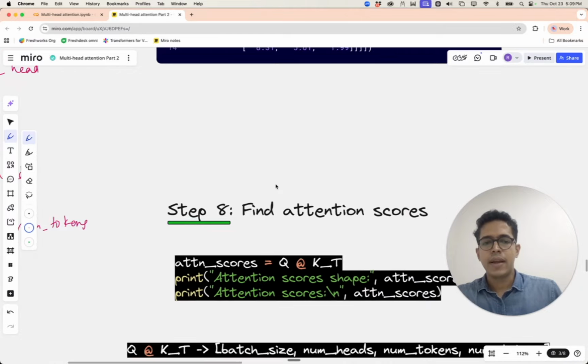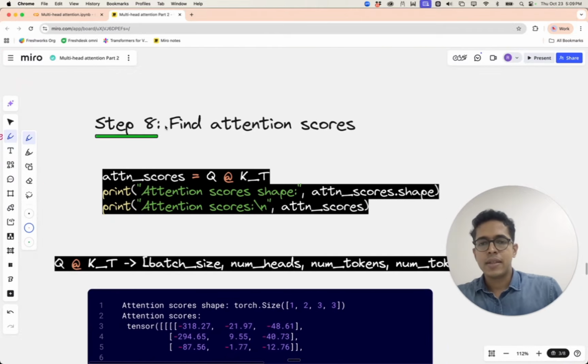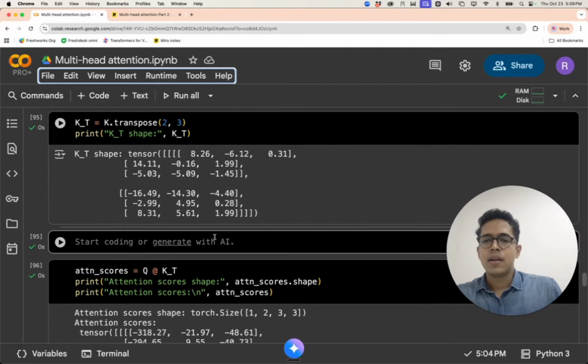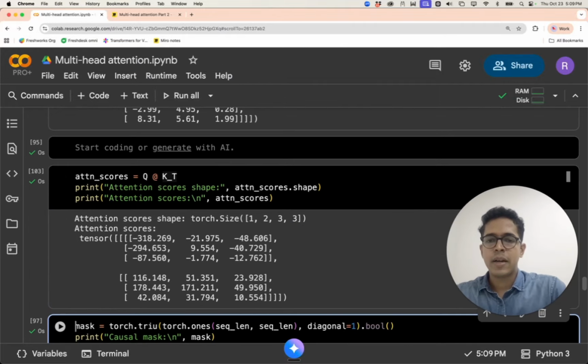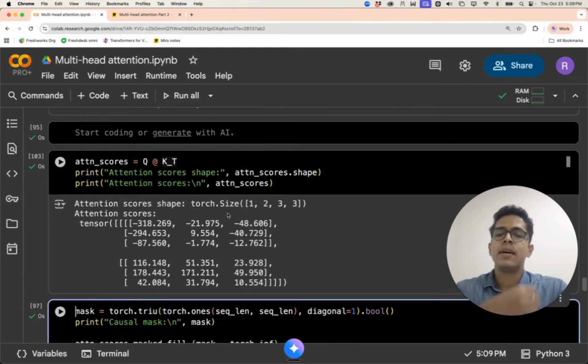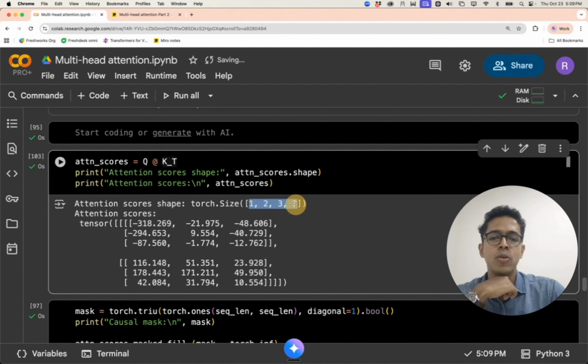Okay. Then the next step is finding attention score. Attention score is query multiplied by transpose of key. And then let's just see. So attention scores are query multiplied by transpose of key, and the attention score shape. This is an interesting thing. Attention score shape is 1, 2, 3, 3. Can you tell me how? 1 is batch size. 2 is number of attention heads. 3 is number of tokens. This 3 that is also number of tokens.